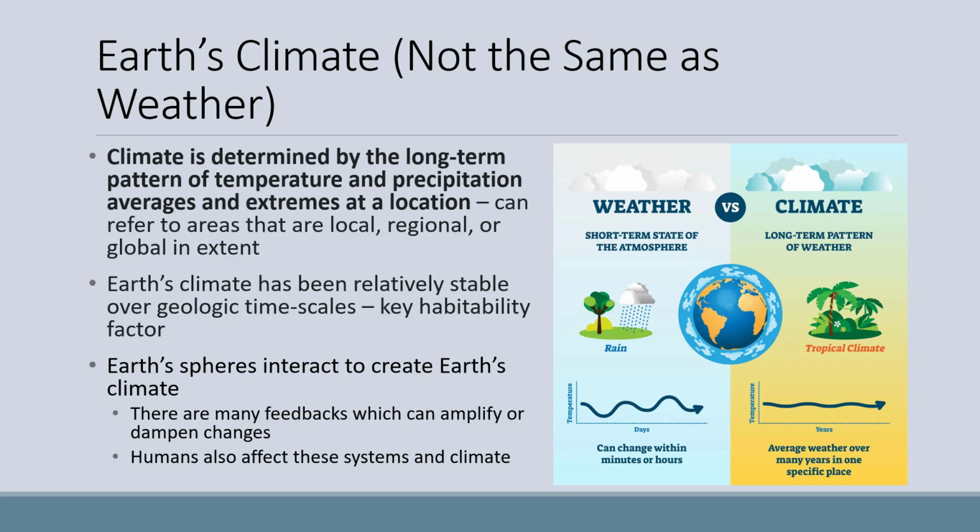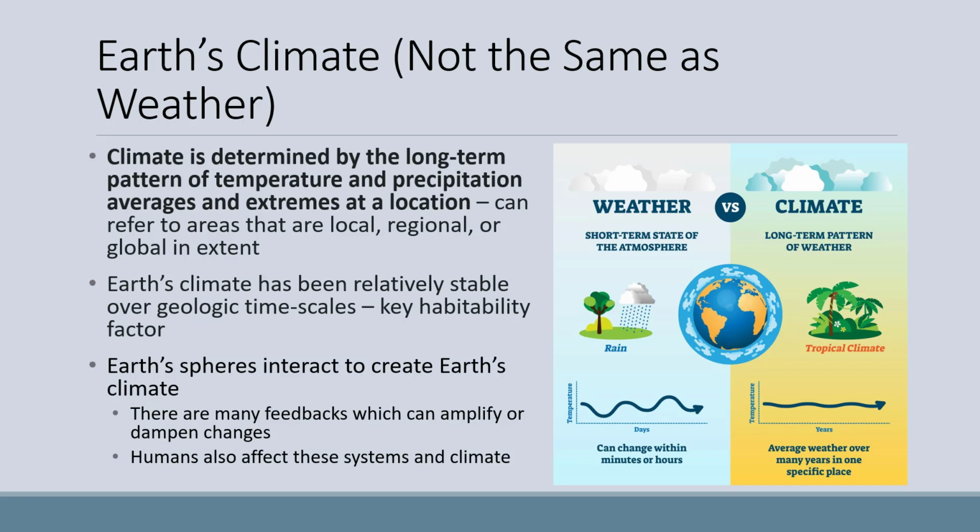Climate is basically weather averaged over a long period of time. It doesn't worry about the day-to-day variation as much as what the typical pattern for an area is. With climate, we can track changes over time. Earth's climate has been relatively stable over geologic timescales. This has been a key factor in Earth's habitability.